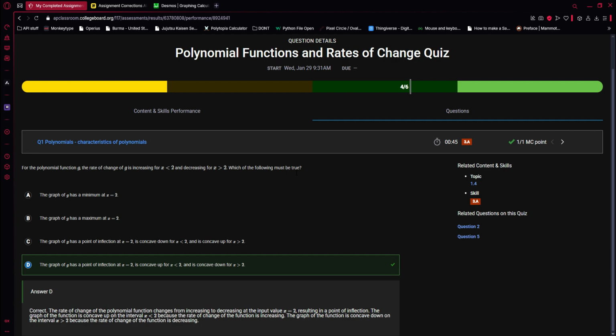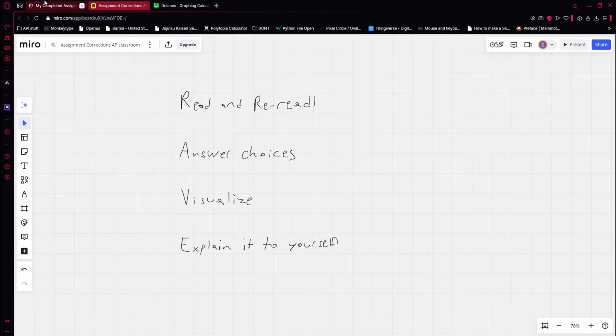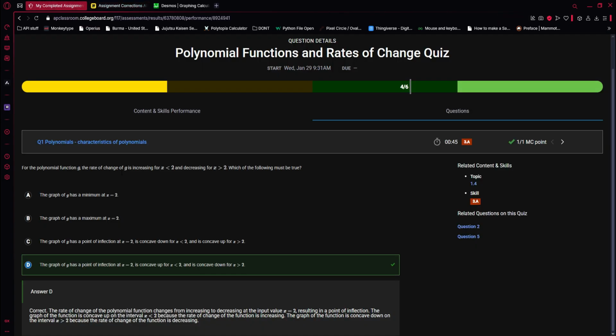So which of the following must be true? Alright, so let's draw this out. Actually, no, let's read the answer choices first, because that's the order. I mean, it doesn't really matter what order you do it in, but answer choices do help out. So: graph of g has a minimum at x equals 2, maximum at x equals 2, point of inflection at x equals 2, concave down, concave up, concave down, concave up. Okay, so we're looking for concavity or maximum and minimum.